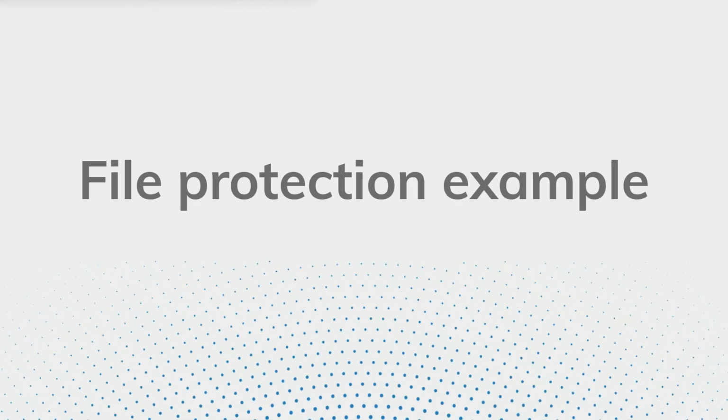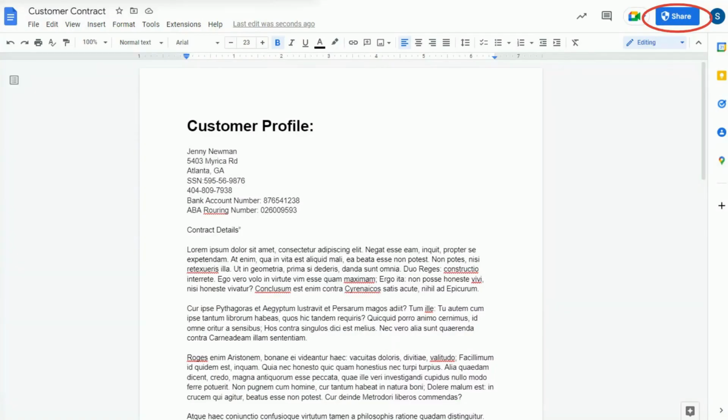In this section, we'll cover how a data loss prevention rule for Google Drive appears to a user that attempts to share sensitive content. Now, inside the document, under Customer Profile, we can see sensitive information is in the document. We can quickly determine that the document is protected by a DLP rule because the sharing button has a shield icon on it. We'll go ahead and select Share.